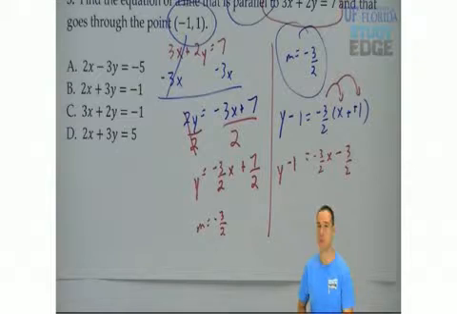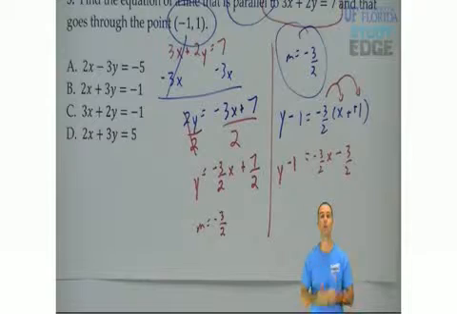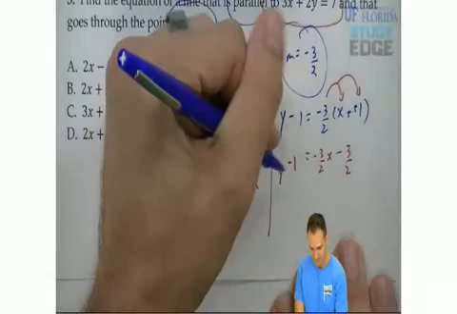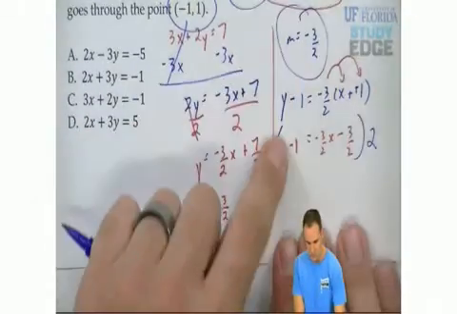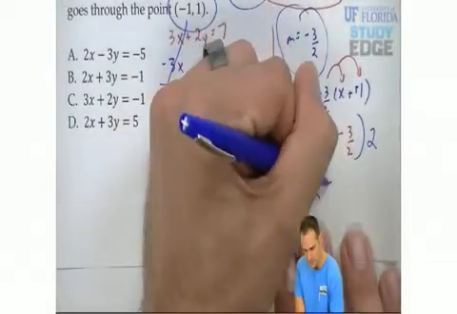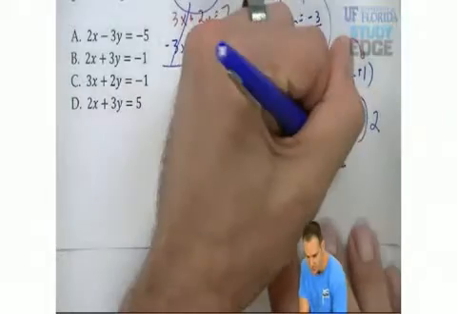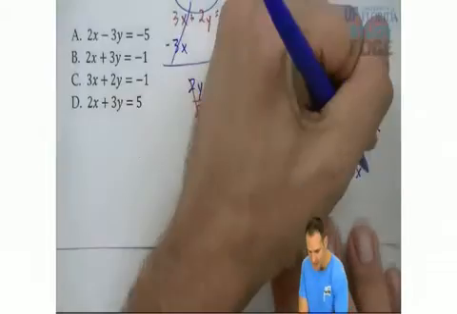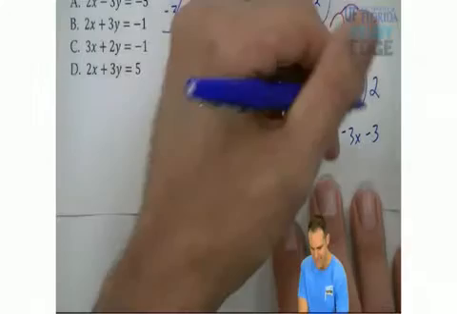Since all the answers don't have fractions, I'm going to get rid of them by multiplying everything in this equation by what? 2. 2 times y is 2y. 2 times -1 is -2. 2 times -3/2, the 2's would simplify, giving you -3x. And 2 times -3/2, again, the 2's would simplify, leaving you with -3. Quite a bit of work for this one, right?